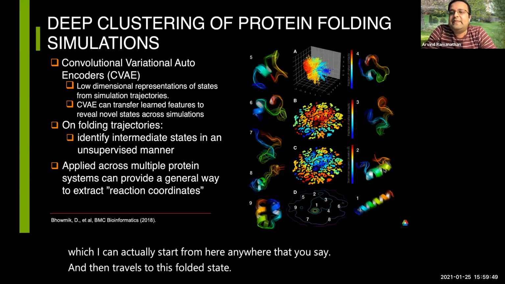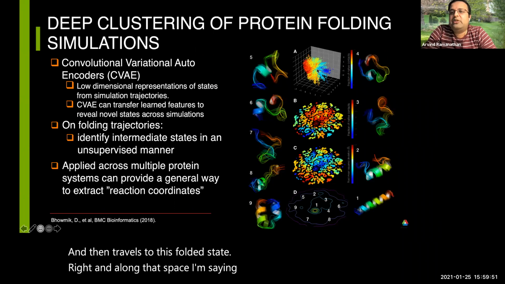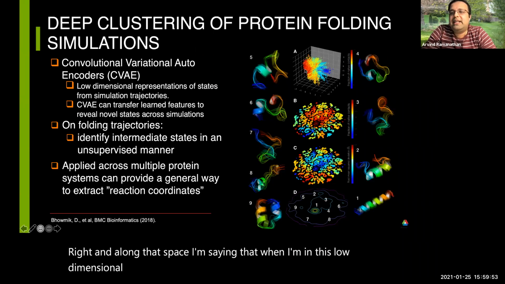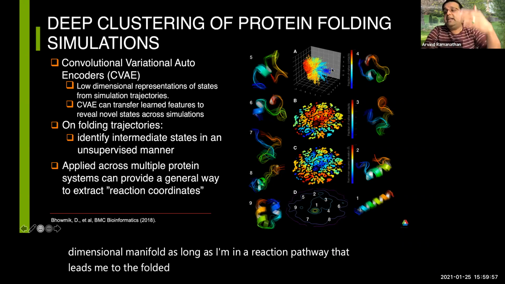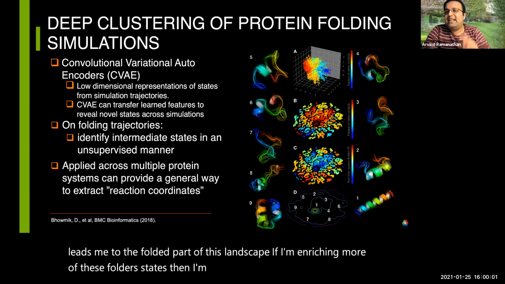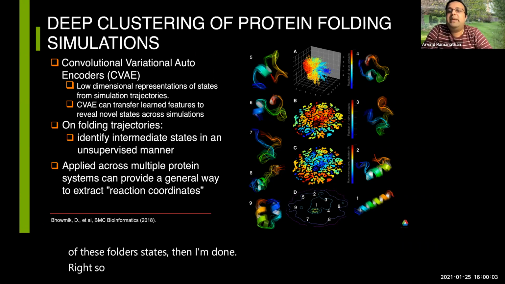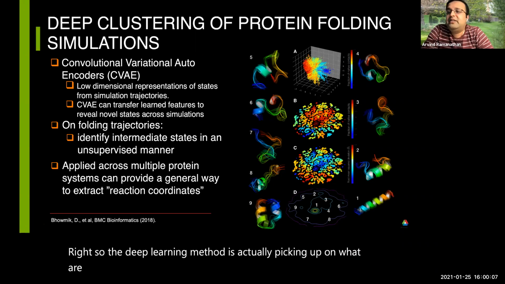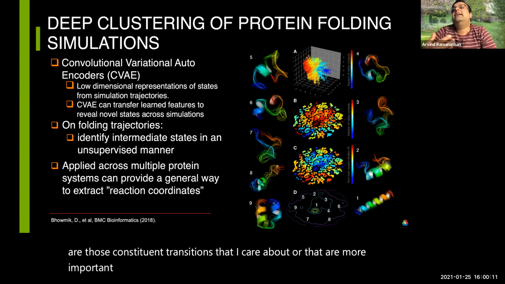And along that space, I'm saying that when I'm in this low dimensional manifold, as long as I'm in a reaction pathway that leads me to the folded part of this landscape, if I'm enriching more of these folded states, then I'm done, right? So the deep learning method is actually picking up on what are those constituent transitions that I care about or that are more important for this folding pathway, and then pushing it along those reaction coordinates, basically.